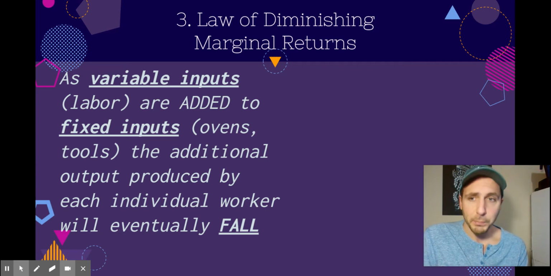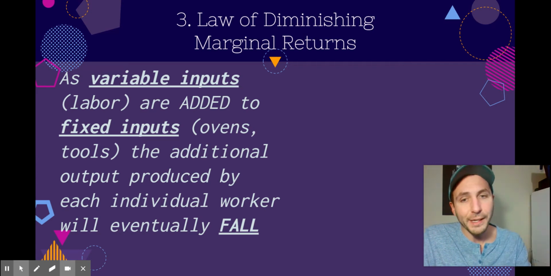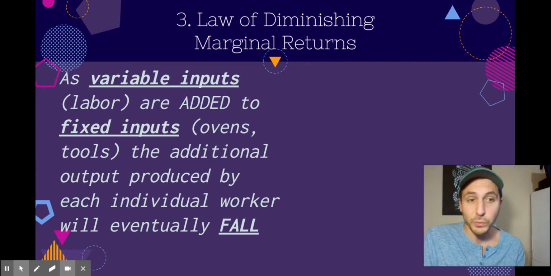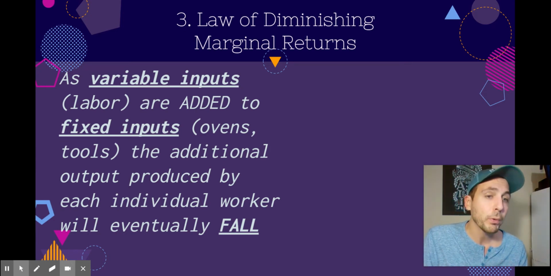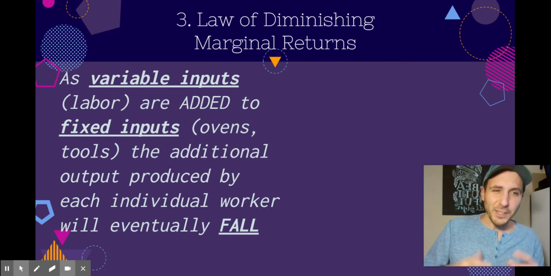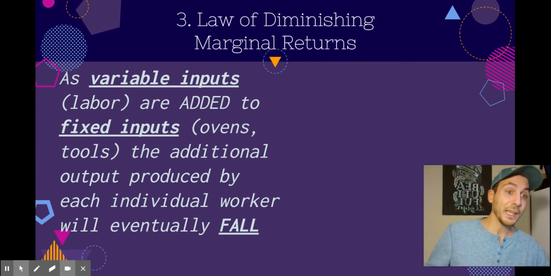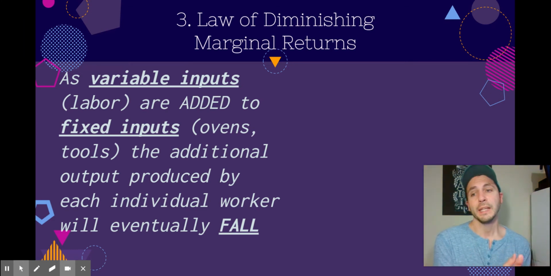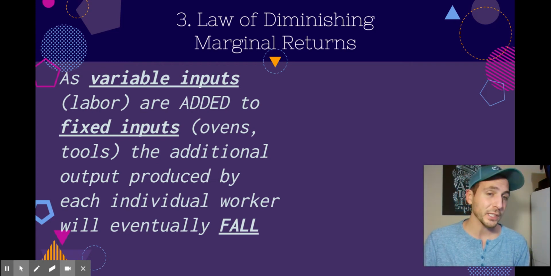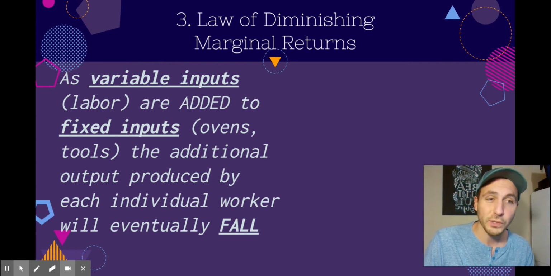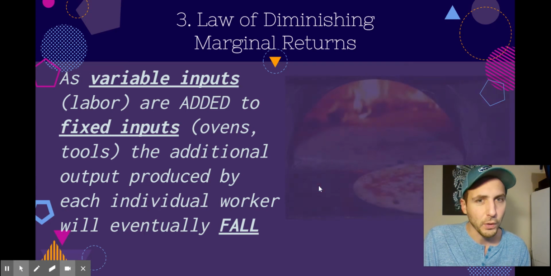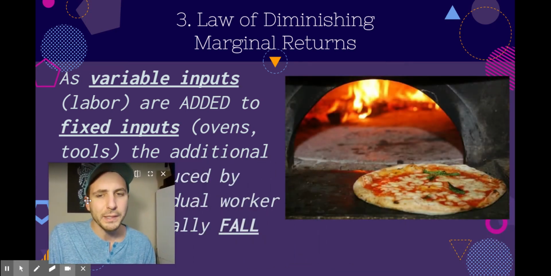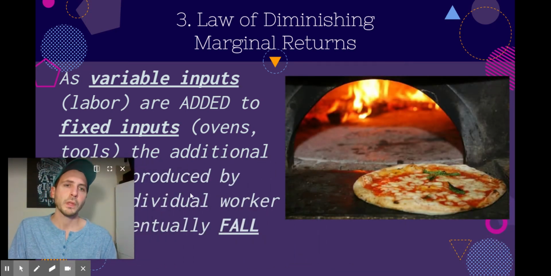As variable inputs, like labor, are added to fixed inputs, like ovens or tools, the additional output produced by each individual worker will eventually fall. I'll say that again. As more and more variable inputs, like labor, are added to fixed inputs, like machinery, the additional output produced by each individual worker will eventually fall. Right? So let's take that pizza idea again here.